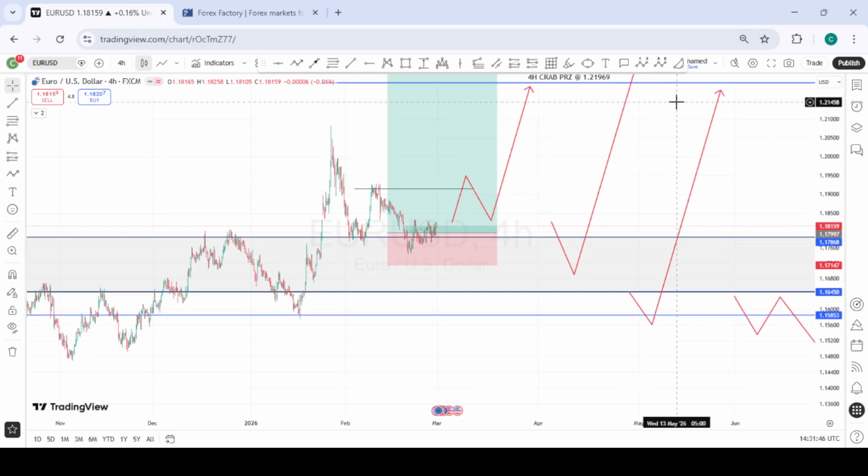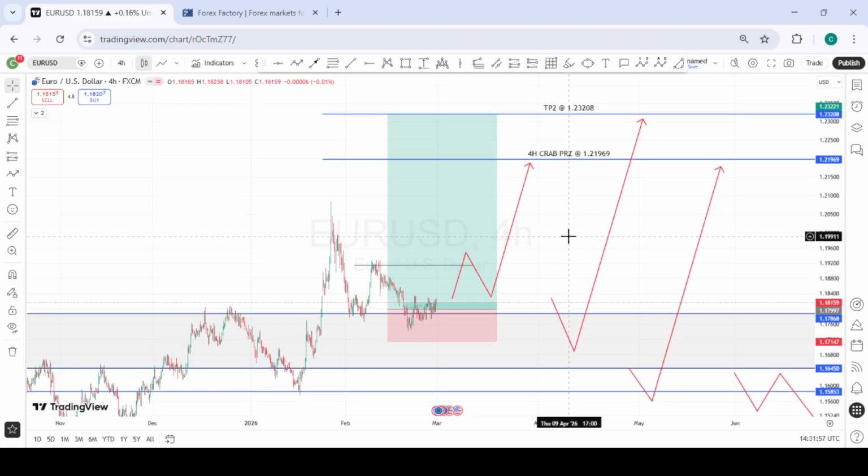The price can also violate this zone and come all the way to the zone below and give us some reaction. So we just have to be patient and see how price develops for the coming week. We are still bullish for EURUSD for the coming week.